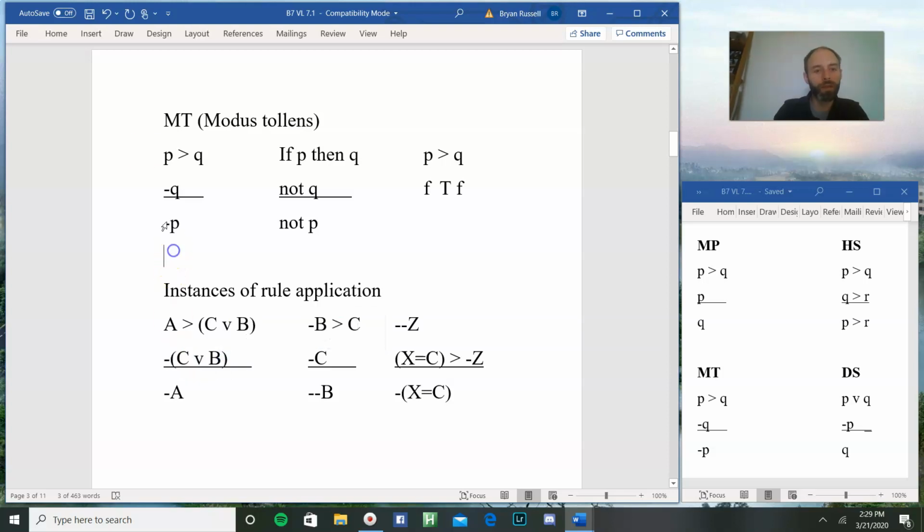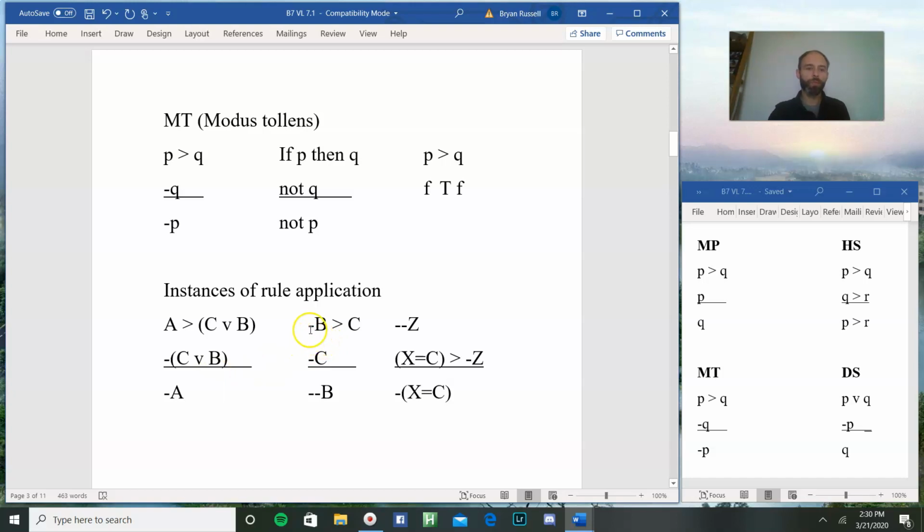Then what we get, our rule tells us, is the antecedent with one additional tilde in front of it. So the antecedent here is A, so we'll get one additional tilde in front of that, not A. So in more common language, if we know if A, then C or B, and if we know neither C nor B, then we can know not A.